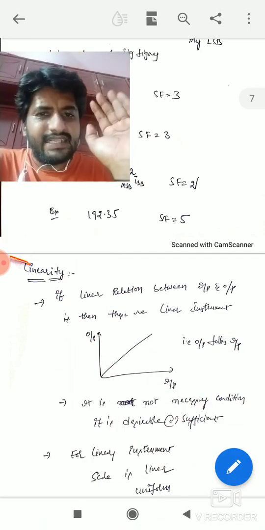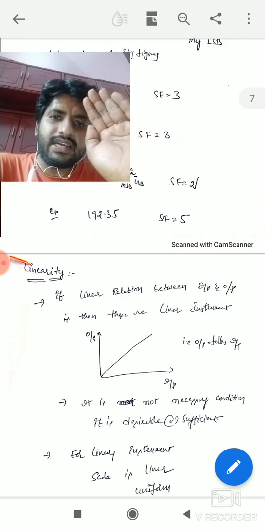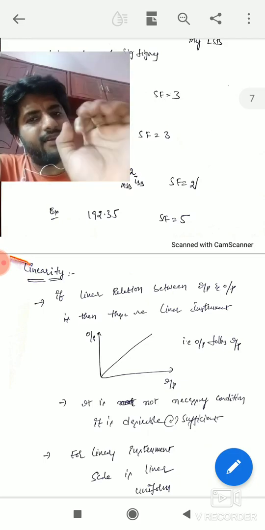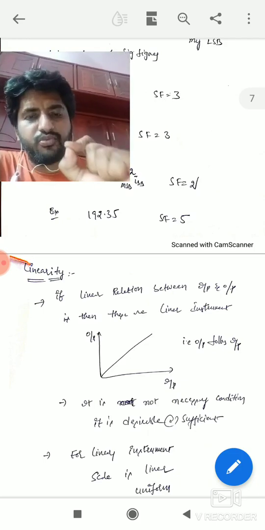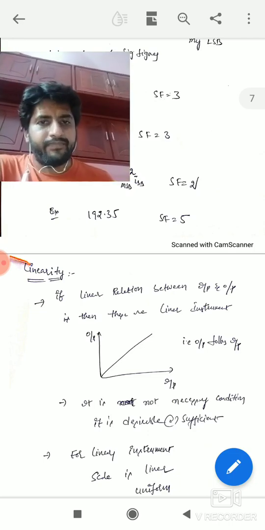Is a linear type instrument a desirable or undesirable static characteristic? Definitely this is a desirable characteristic. Each and every instrument should have the linear property, right?